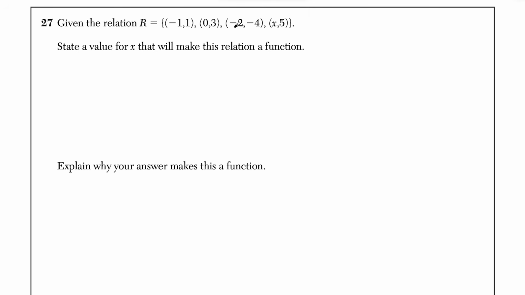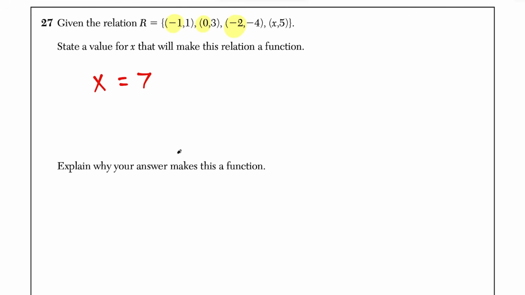If all of your x values are different, that means all of the x values are going to have unique y values, and that will make the relation a function. So we could pick any x we want that isn't -1, 0, or -2. So let's just say we pick x equals 7. I'm going to state a value of x. I'm going to say x equals 7.